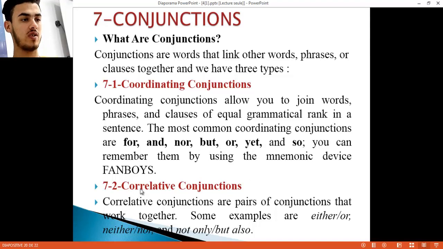We have also the correlative conjunctions. Correlative conjunctions are pairs of conjunctions that work together. Some examples are either...or, neither...nor, and not only...but also. So when we say she likes either coffee or milk, we are expressing that she likes both of them, coffee and milk. So here we have a correlative conjunction, which is either...or.